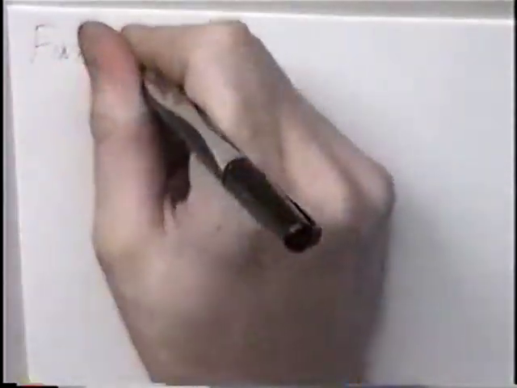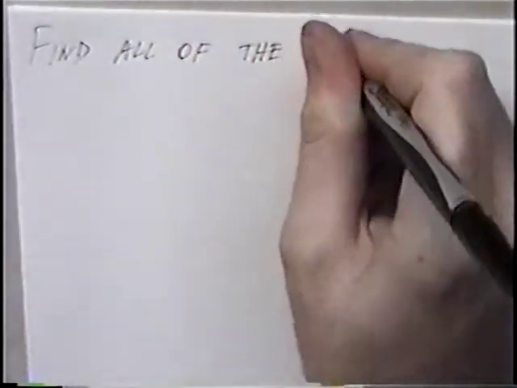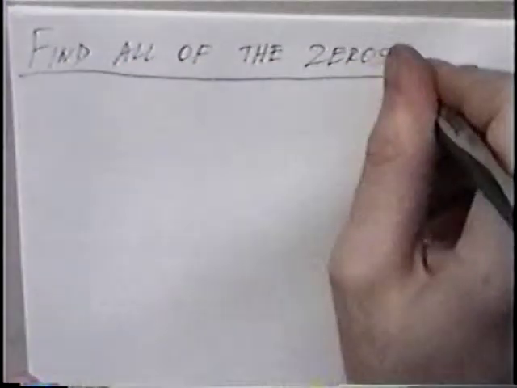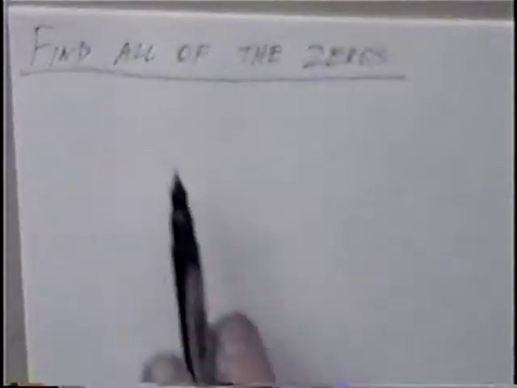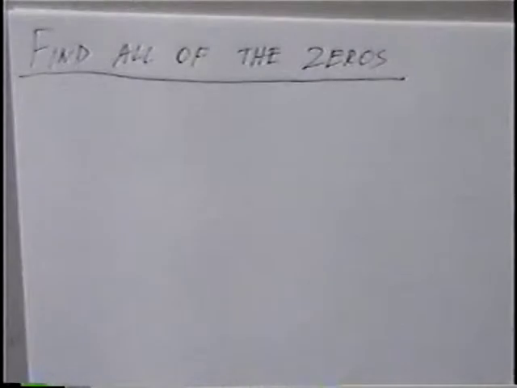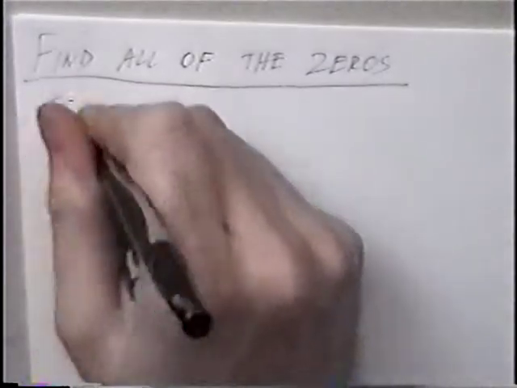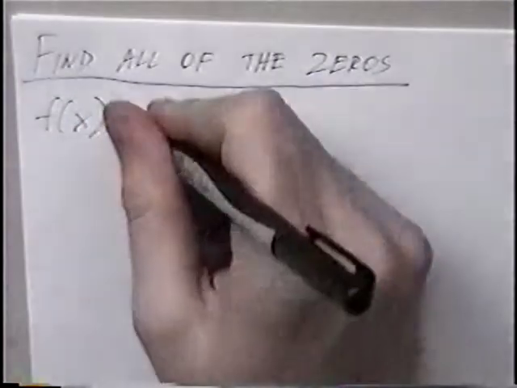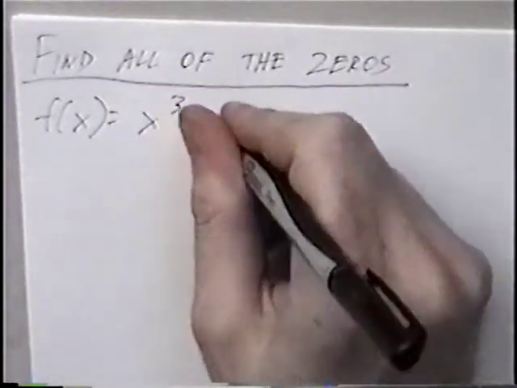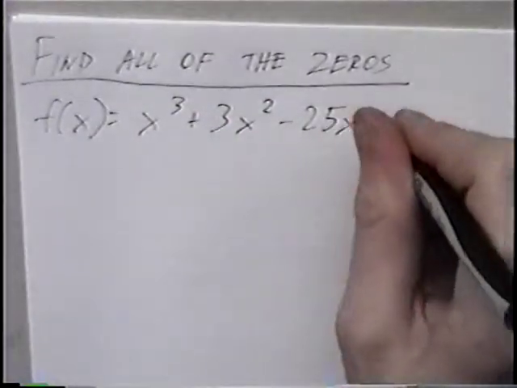Title of the last section today is Find All of the Zeros. In this section, we'll continue to use long division to go through the possible zeros, but we'll find all these zeros, which include the rational zeros, but also imaginary zeros, if there's imaginary zeros for the function. First question is f of x equals x cubed plus 3x squared minus 25x plus 21.